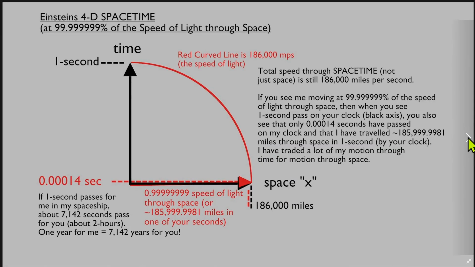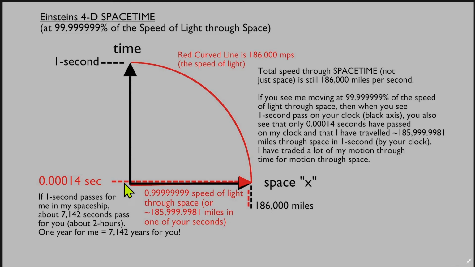Here we're going 99.999999% the speed of light. And my vector is rotated way down here now. So that means that in this case, the projection on the time axis is such that for every second that passes for you, only 0.00014 seconds pass for me in my high-speed spaceship. This is what they call time dilation.